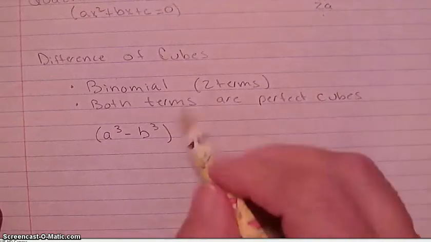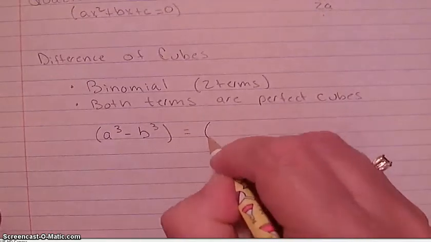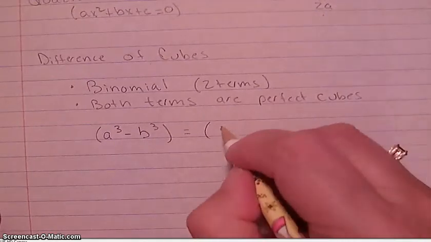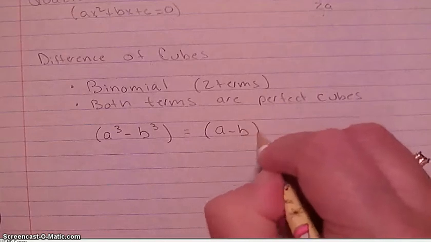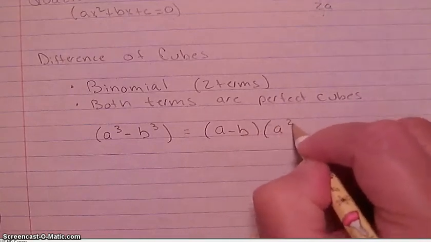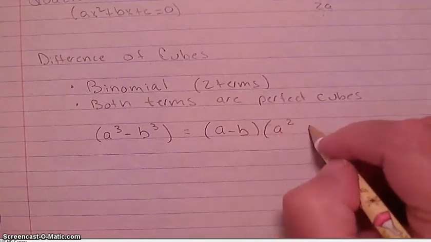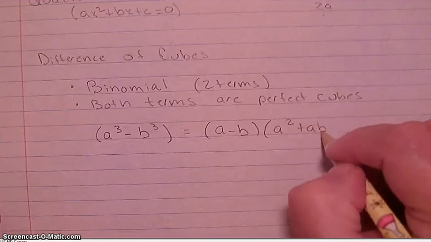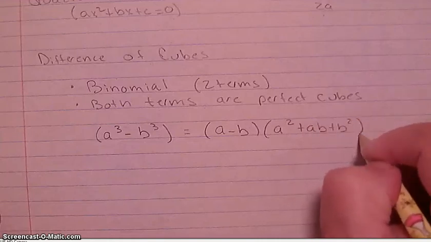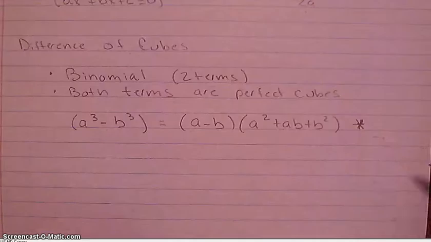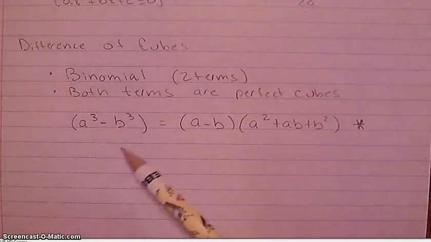Okay, and so this is going to equal a minus b times a squared plus a times b plus b squared. Okay, so this is the formula for difference of cubes.